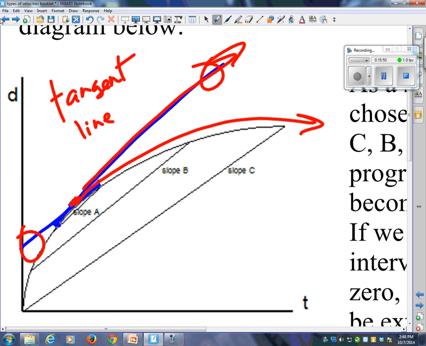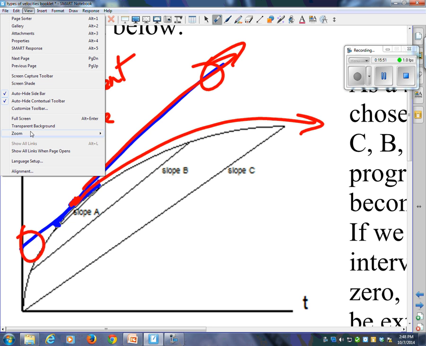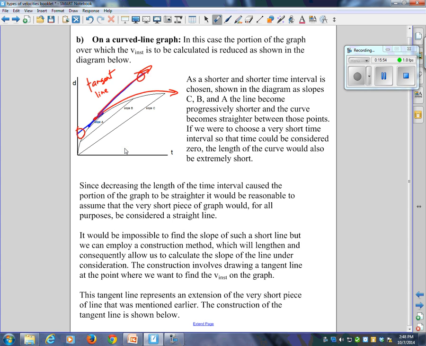Exactly. Well done. Okay, so let's talk a little bit more about this. Basically, the tangent line, what I just said. All of this is what I just said. Okay?